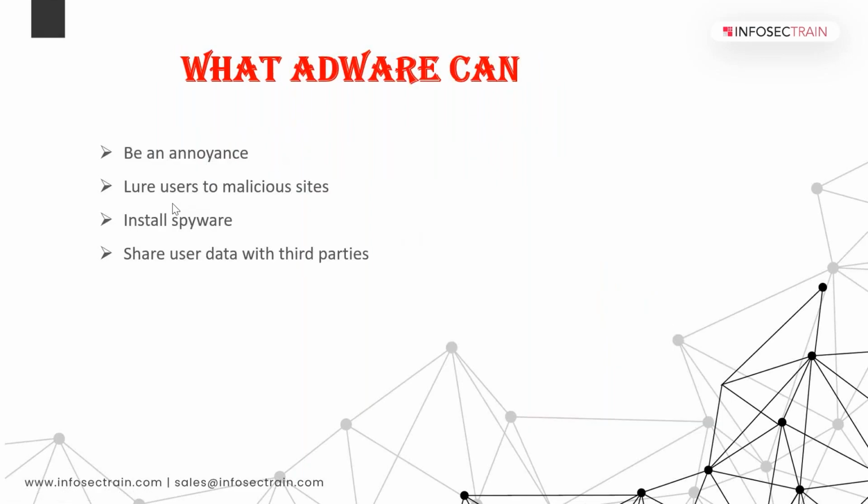So what can adware do? It installs spyware. When you click on that particular ad and accept it, it will share your data with third parties. It will install spyware on your systems. So many things will be done by adware.